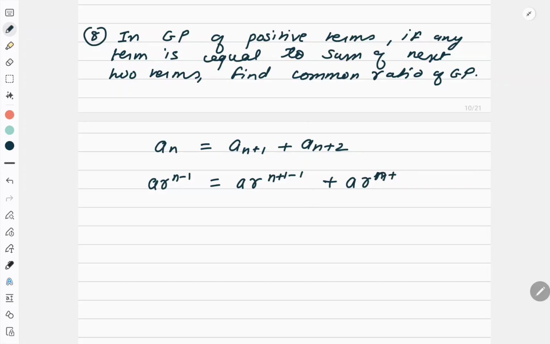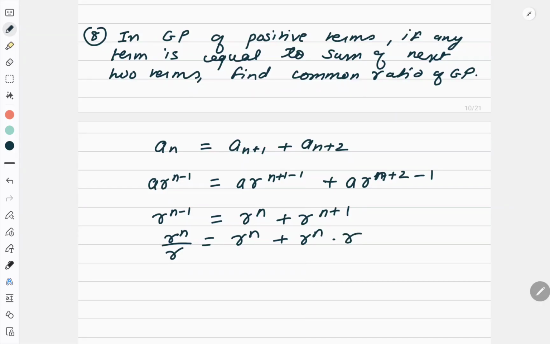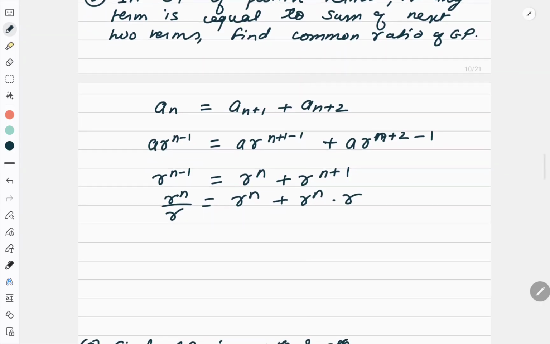Okay, minus 1. Now a is common everywhere, a is gone. So r to the power n minus 1 is equal to r to the power n plus r to the power n plus 1. Correct? Now this will be r to the power n upon r is equal to r to the power n plus r to the power n into r. Again the same thing, r to the power n common both the sides, right?